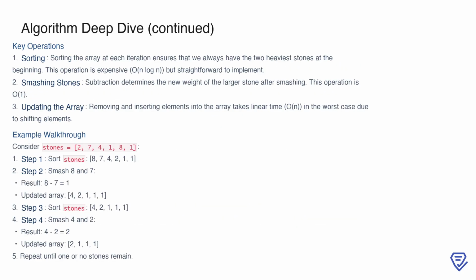Breaking down the key operations, we start with sorting, which ensures that the two heaviest stones are always at the beginning of the array. While this operation is straightforward, it is computationally expensive with a time complexity of O(n log n).